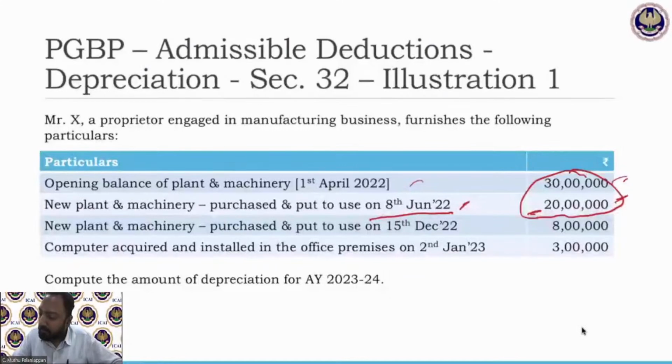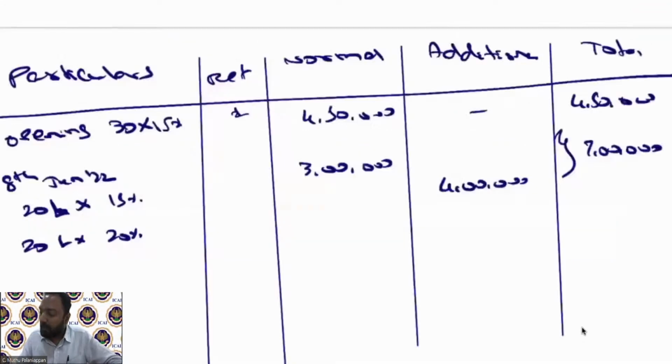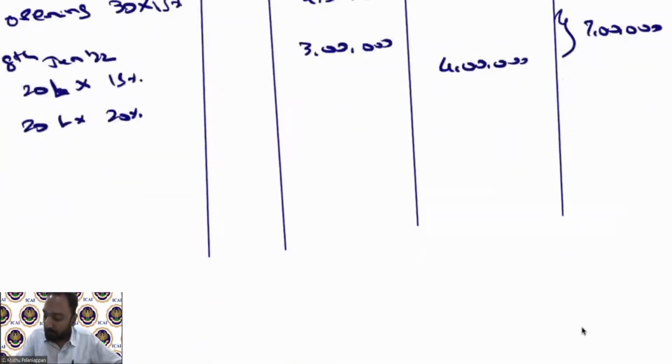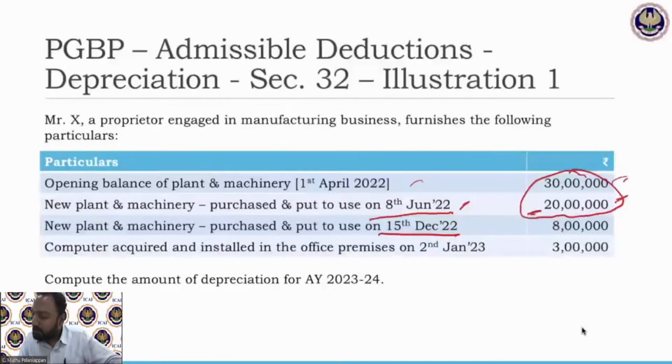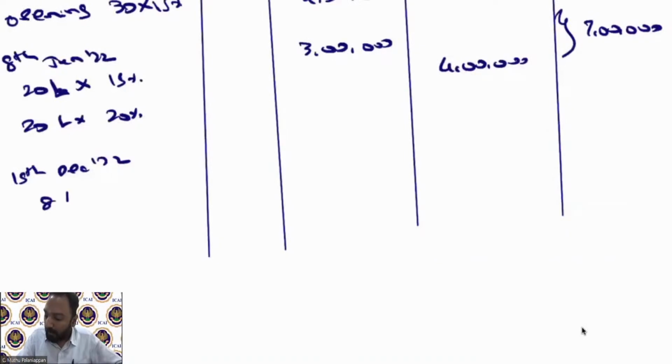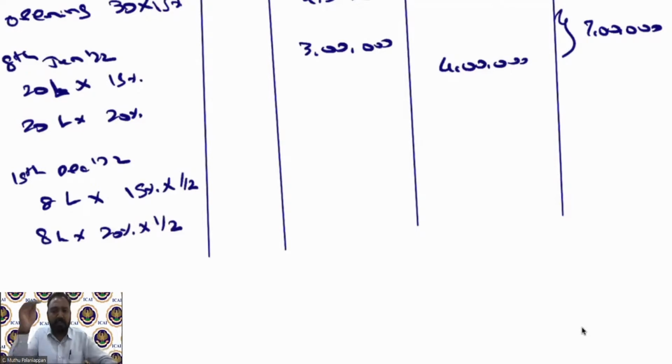The next asset is 15th December, which means it's less than 180 days. So that's also plant and machinery. So basically, 15th December 2022, how much it is? 8 lakhs. So 8 lakhs into 15% into 1/2. Same way, 8 lakhs into 20% into 1/2. That is nothing but half depreciation. So 8 lakh, 15% is 1,20,000, right? 80 plus 40, 120. Half of 120 is 60,000.